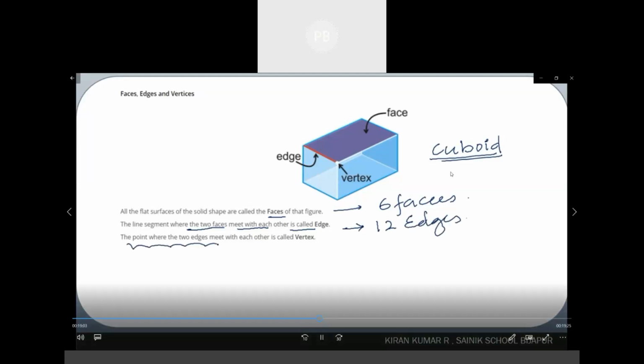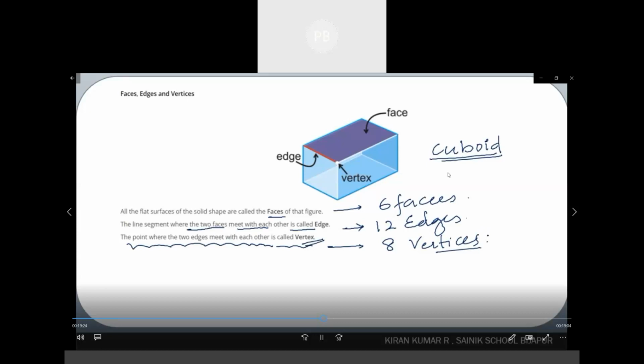The point where two edges meet each other is called a vertex. Here you can count, there are totally 8 vertices. Vertex is singular, vertices is plural.